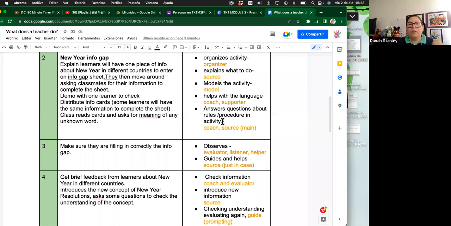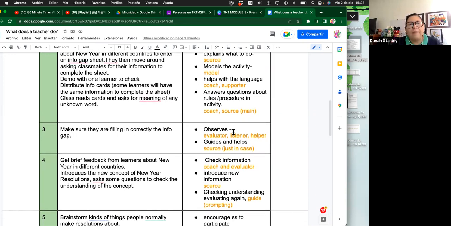...answers questions about rules or procedure in the activity. Maybe one of the students didn't get it, although we have the demo, it was not really clear enough for him or her to be able to develop the activity. Entonces, in this case, I'm going to be a kind of coach or the source, okay?